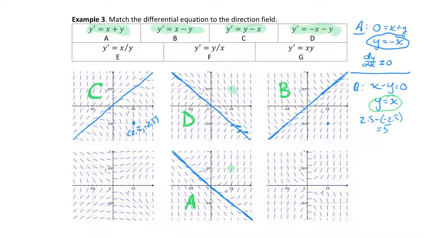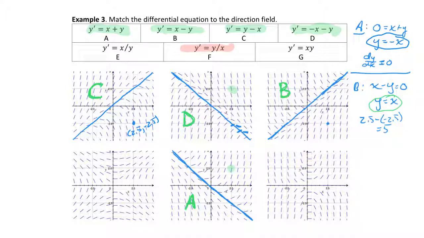Okay, let's look at F. I've already made the observation that when x is equal to 0, we get horizontal slopes. The derivative is 0. So let's look at F. F is y divided by x. If x is 0, we're dividing by 0, so we should have vertical slopes there. We don't have that. So F is the bad guy. He's the one that doesn't belong at all. So we rule him out. So now we just need to decide which is E and which is G.